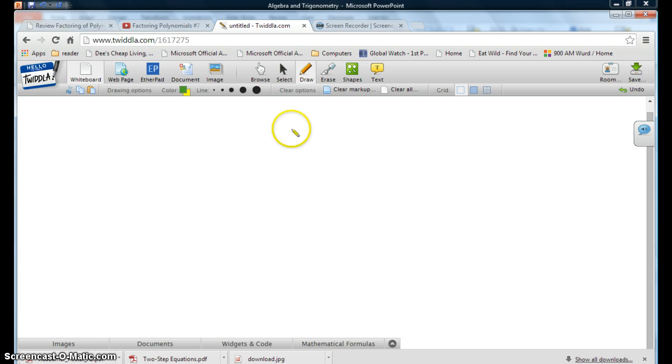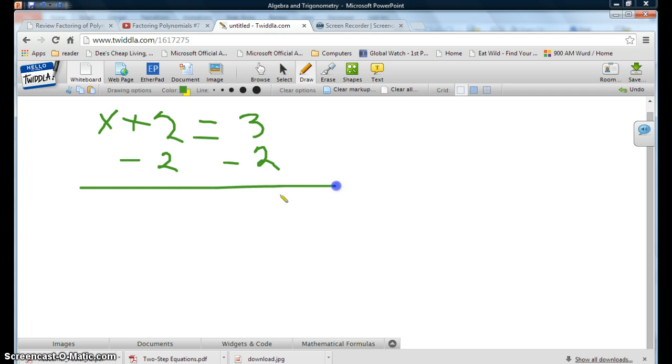The next equation is x plus 2 equals 3. Okay, so to get all my numbers on the right and isolate this variable on the left, I must use the opposite operation of the plus, which is minus 2. When I do it to one side, I have to do it to the other. I'm going to bring down my x. These cancel out. Don't forget my equal sign. And the answer is x equals 1.